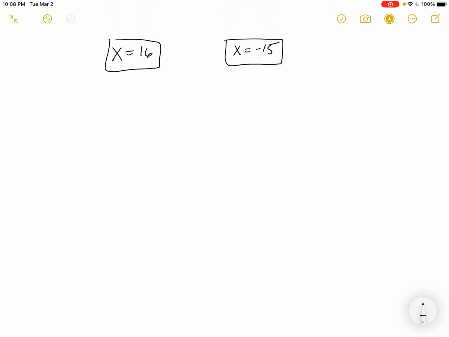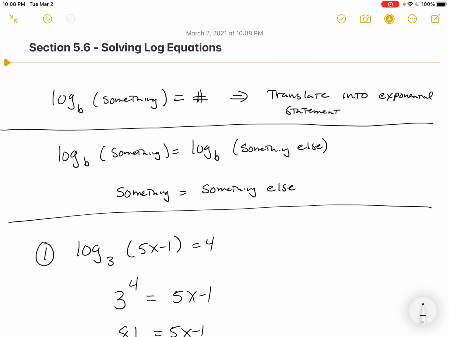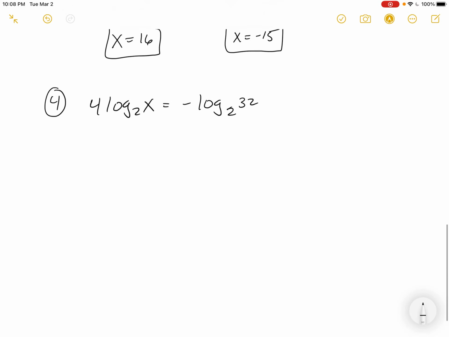They'll have things like this. This is the fourth problem I wrote down. 4 log base 2 of x is equal to negative log base 2 of 32. So what's important to realize is that these two statements that we made up here, log base b of something is equal to a number. What's important is that they're single logs and there's nothing out in front, right? If there's something out in front, I got to fix it. And that's why they care so much about the properties of logs.